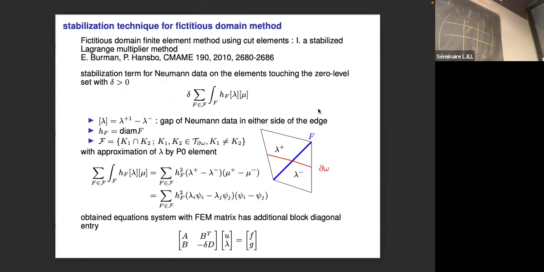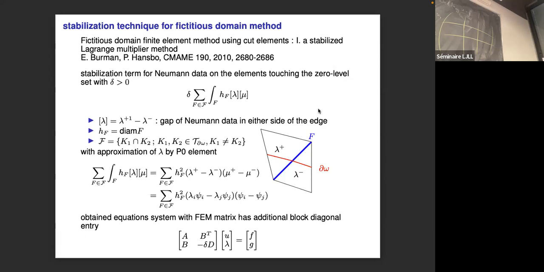So the idea is to stabilize this method by adding some term on the diagonal of the D. It is a very similar idea to stabilizing the Stokes equation. It's kind of the same as the gradual form, it's ideal to use. But this was already done around 13 years ago. I picked up this paper, the fixed domain method using finite elements, part one, using a stabilized Lagrange multiplier.